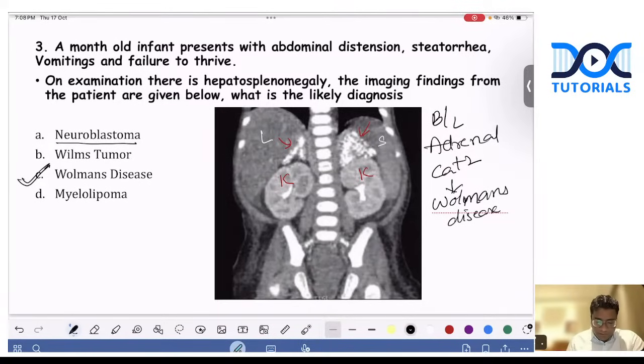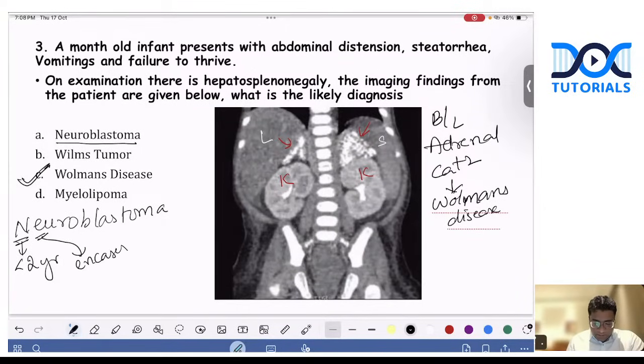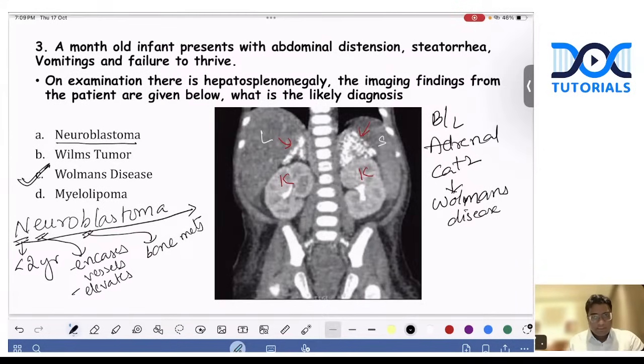Neuroblastoma, remember neuroblastoma. This is a mass in less than 2 years age group. This encases vessels, elevates the aorta. It shows bone metastasis, skeletal metastasis. It does not invade the vessel. Bone metastasis is a feature of neuroblastoma. Big name, right? Crosses midline.